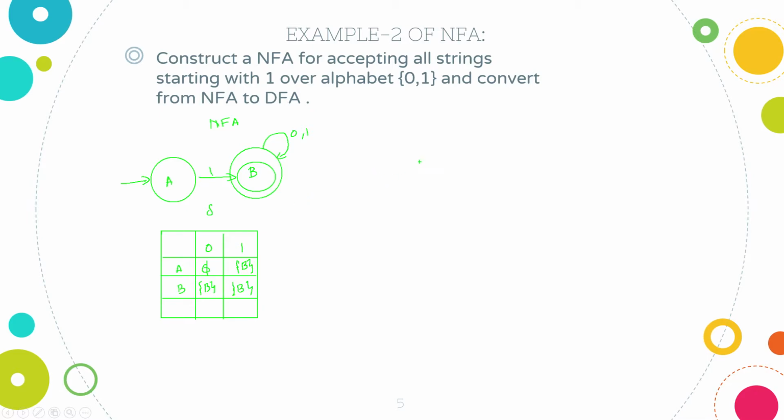Now let's convert this NFA into a DFA. It's again very simple. Just take the transition table of the NFA and convert it into a DFA. Okay, let's change the color to blue. So the DFA. Now, what was the transition table? 0, 1 and A, B. These are the only 2 states that we have over here.